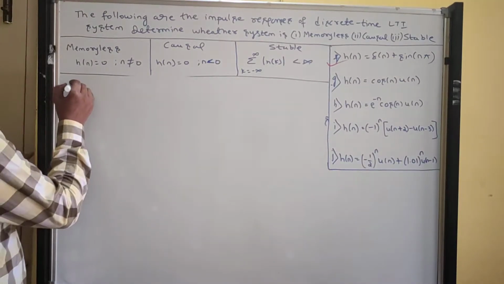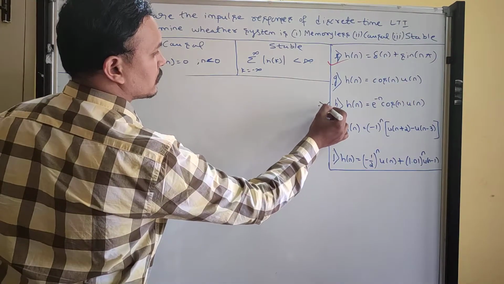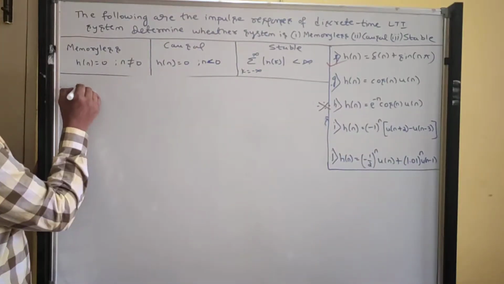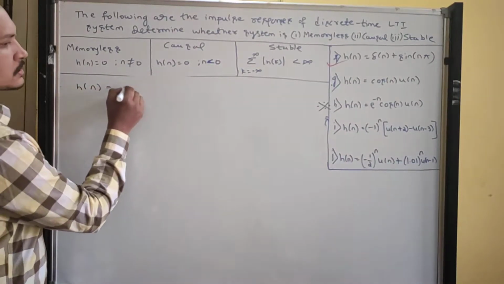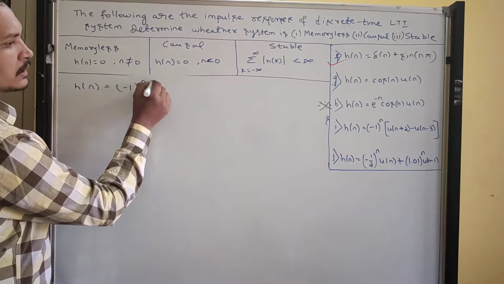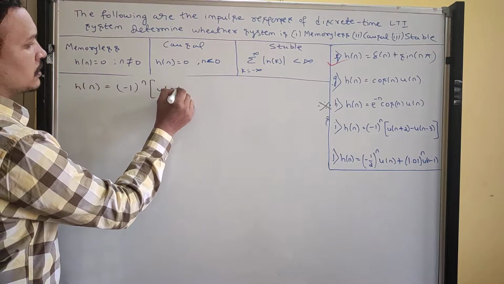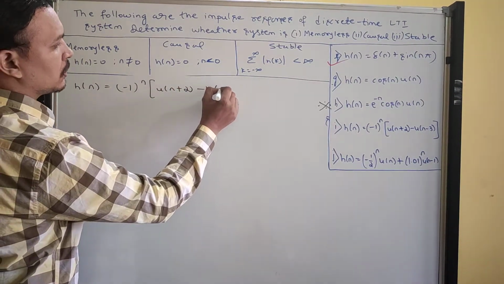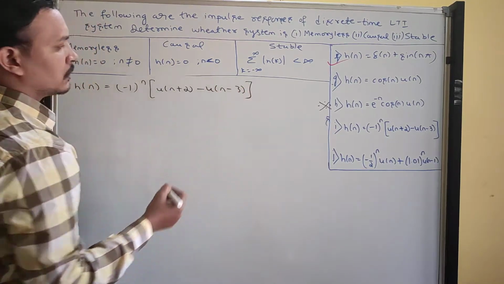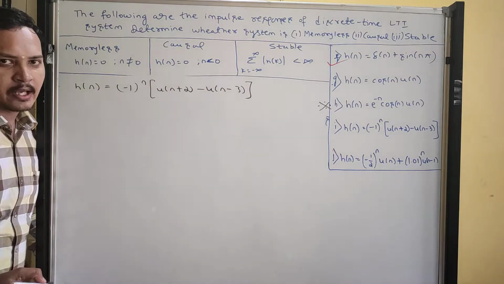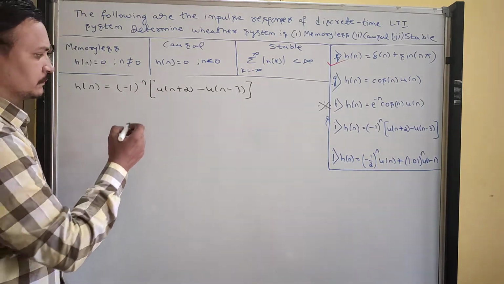So the next question is important. Mark it as important. h[n] = (-1)^n (u[n+2] - u[n-3]). Now sketch this.